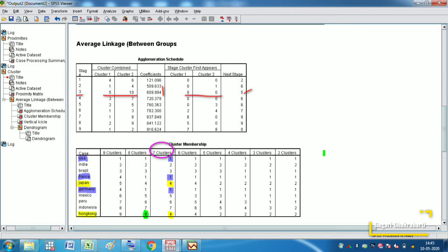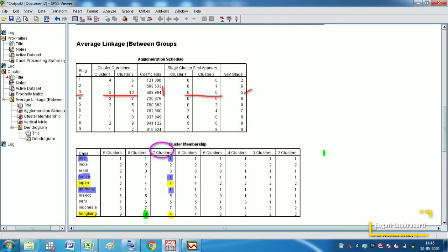Stage 3 shows formation of a new cluster, where market 5, that is Japan, combines with market 10, that is Hong Kong. The agglomeration coefficient increases by a considerable amount, but it is less than the increase that we saw in stage 2. These two clusters were formed in stage 1, and the combined cluster will see further change in the 5th stage. Thus, the extent of similarity among the European and the US market is much more than what it is in the context of the Asian markets.